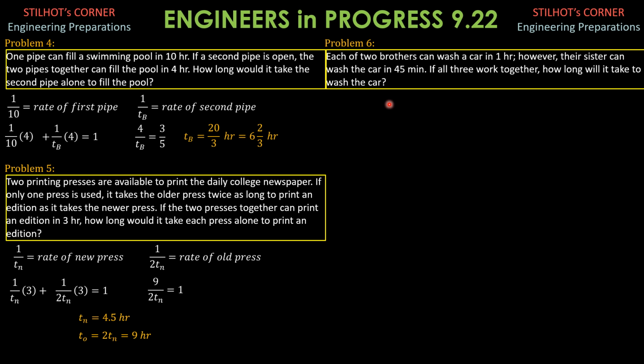So rate of the first brother is equal to the rate of the second brother. Let's express the time in minutes. So 1 over 60, rate of each of the two brothers. And 1 over 45, the rate of the sister.